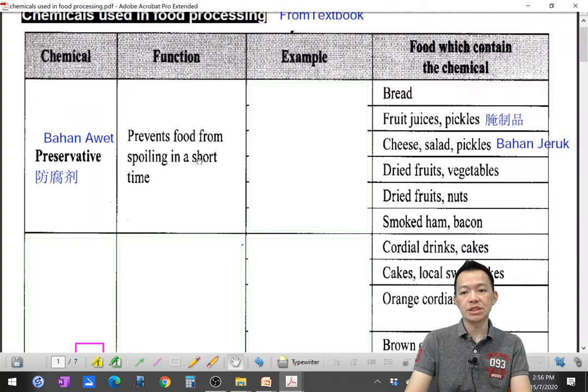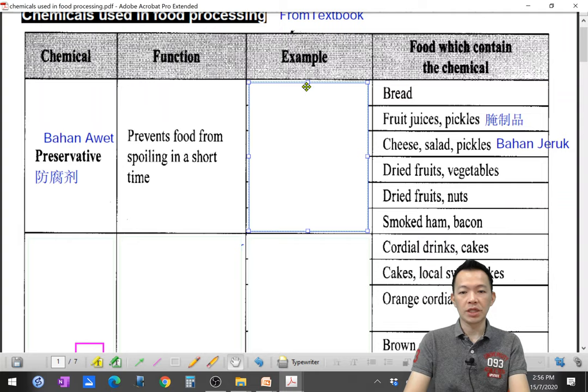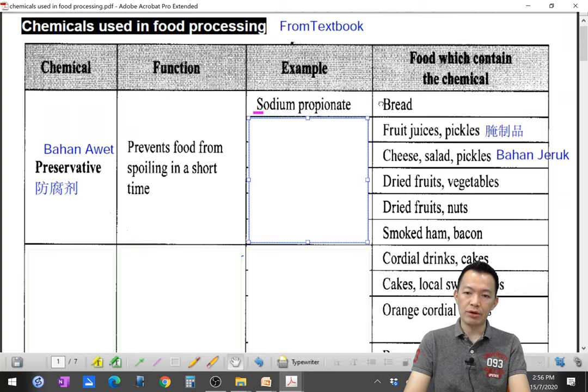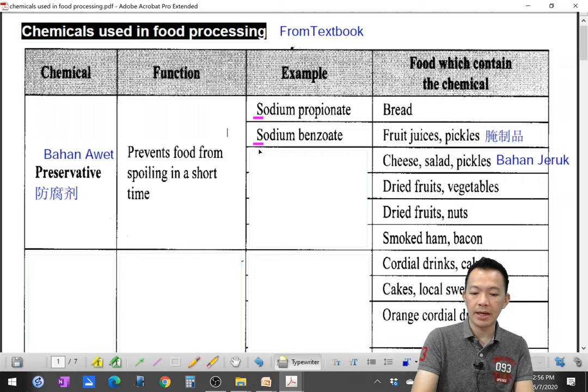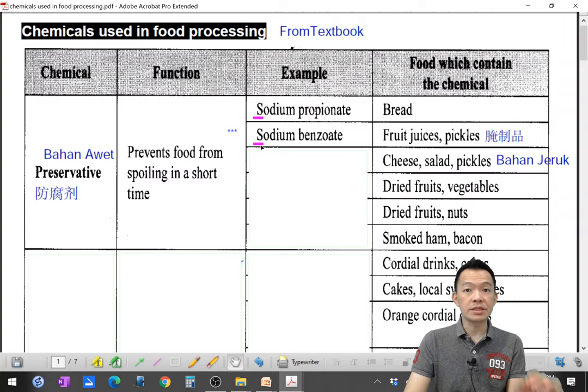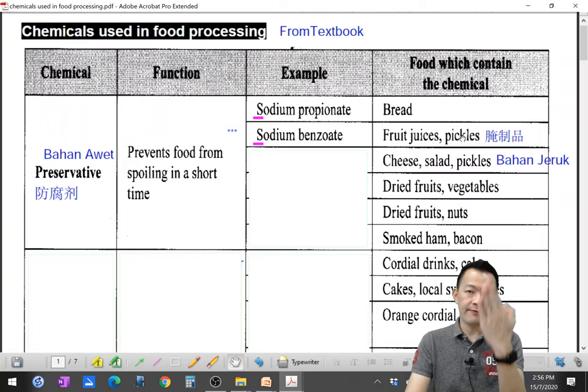But any example of food preservative, 有什么例子呢？ A lot of example, but how to remember all of them? No need lah, 不用背全部的。 For example, bread, 面包, 有防腐剂吗？ Yes, sodium propionate, 面包防腐剂。 Okay, or any example, 还有什么呢? Sodium benzoate, the best, okay, 最好的一个名字, 要背就背它吧, this one, sodium benzoate, this is a preservative for the fruit juice, 果汁, or for your chili sauce, tomato sauce in your house.